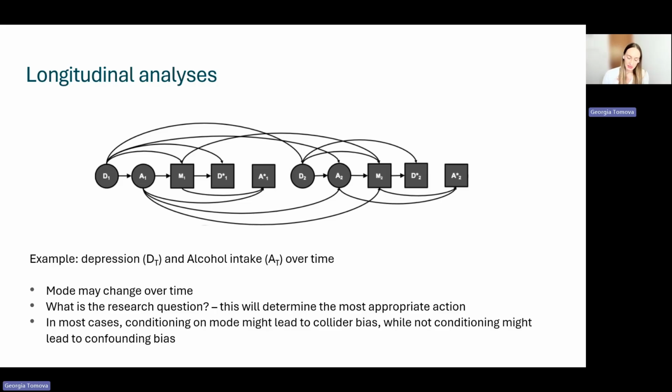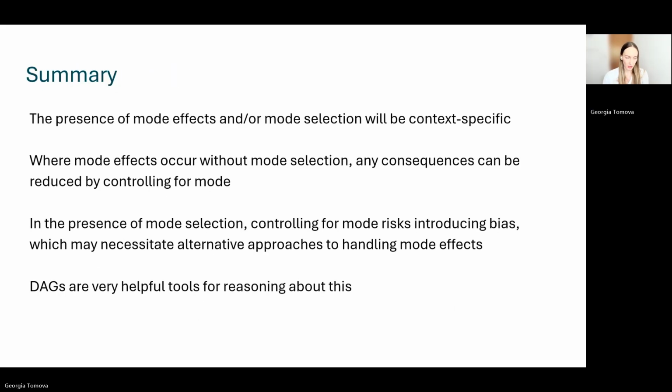In most cases, it's just good to be aware that conditioning on mode might lead to collider bias, while not conditioning might lead to confounding bias, because obviously reality is quite complex. And so I think this points to the fact that we need other potential strategies of handling mode effects, and this is what the next 2 sections will be about.